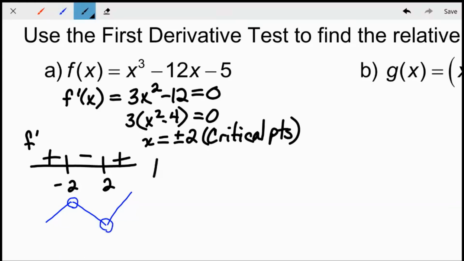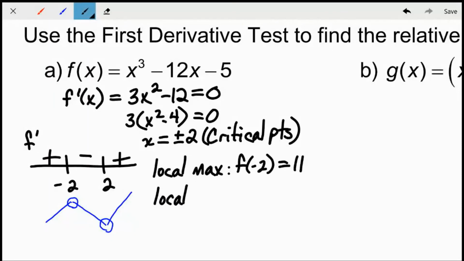So I'm going to say there is a local maximum, and that would be at the point where x is -2, so I'm going to say that's at f of -2. So the function value, the original function, x cubed minus 12x minus 5, if I plug -2 into that, I'm going to get 11. We also know there's a local minimum at the point where x is equal to 2. So that would be at f of 2, and that would be equal to, let's see, if we plug that into the original function, we're going to get -21.